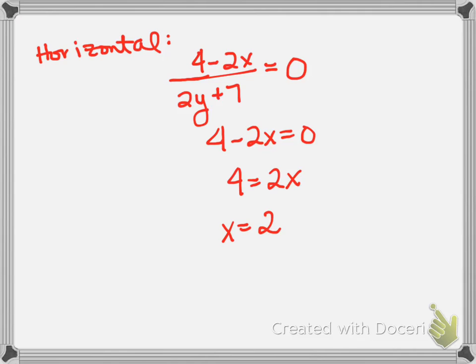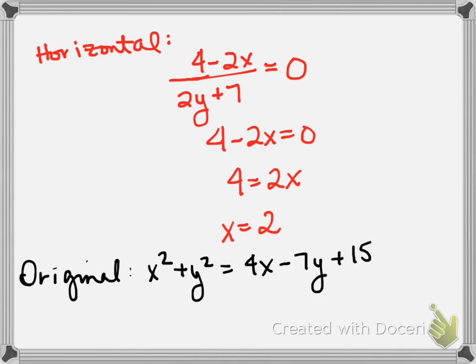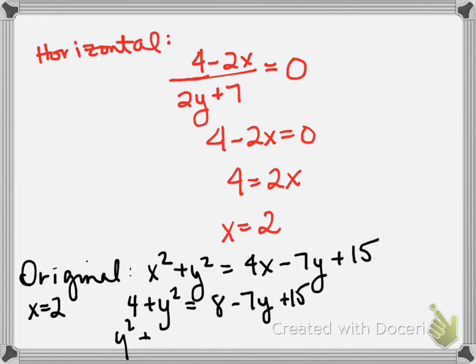When x equals 2, we could go ahead and figure out what y is by looking at our original equation. Here's our original equation. To figure out what y is when x is 2, we fill in 2 for x. So 4 plus y squared equals 8 minus 7y plus 15. Or in other words, y squared plus 7y minus 19 equals 0. So here are our requirements on x and y when the tangent line is horizontal.